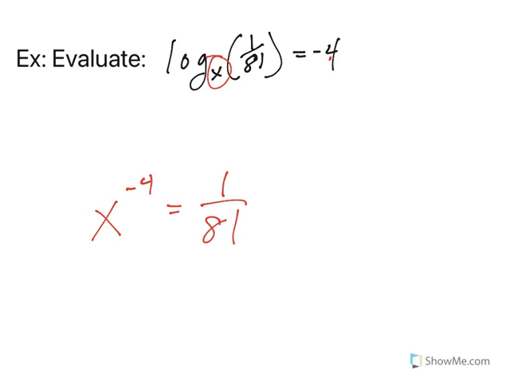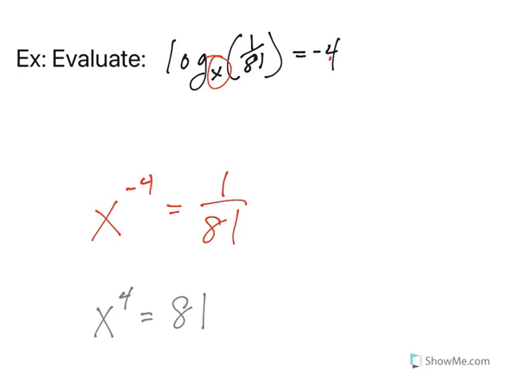Okay, so now you're thinking, whew. All right, let's think through this logically. I know that a negative exponent flips this. So that would mean that x to the 4th is 81, right? If I get rid of my negative exponent, that flips it. So now I've got to think, what raised to the 4th power is 81?